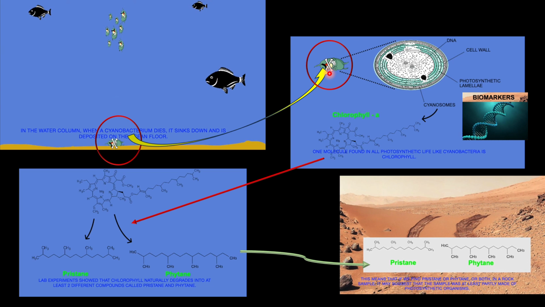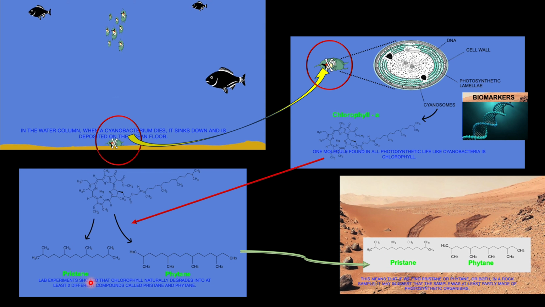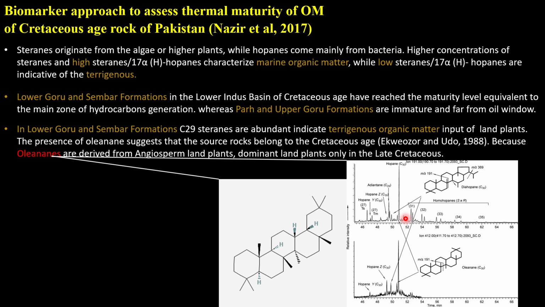This one molecule can be naturally degraded into two different compounds like pristane and phytane, which we discussed earlier under the isoprenoid biomarker. So whenever you see pristane and phytane, it means that this is the remnant of life. So if you found it on Mars, it means that this pristane and phytane is the remnant of life, and there is life existing on Mars.